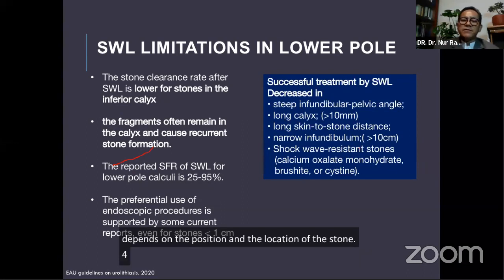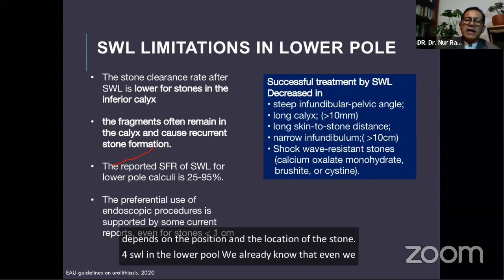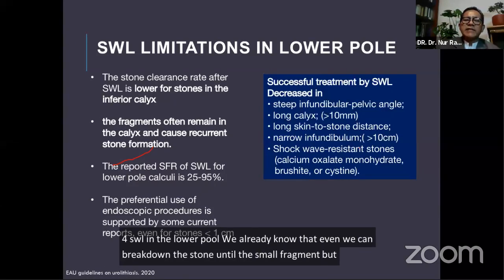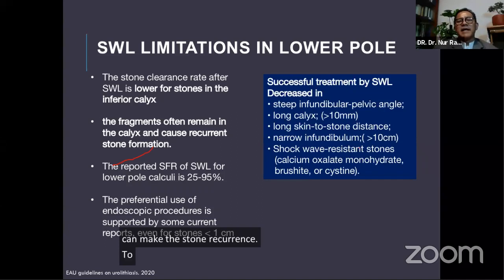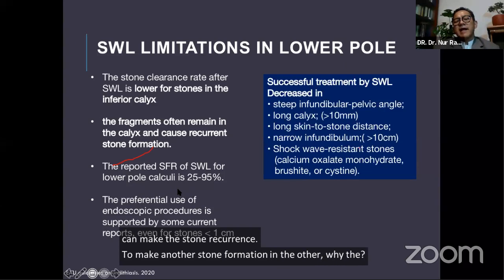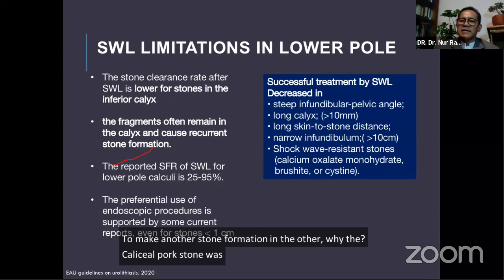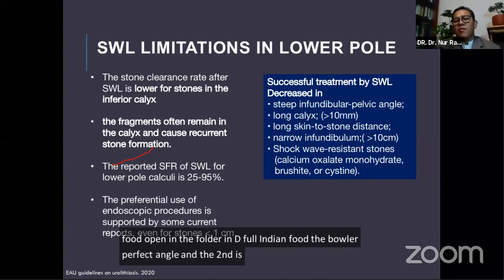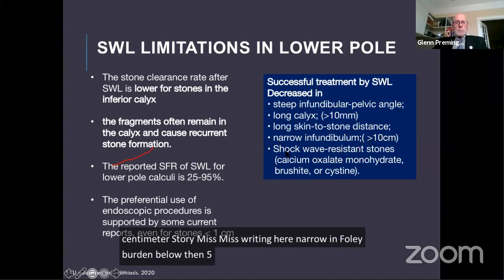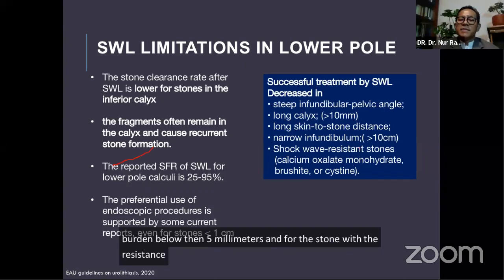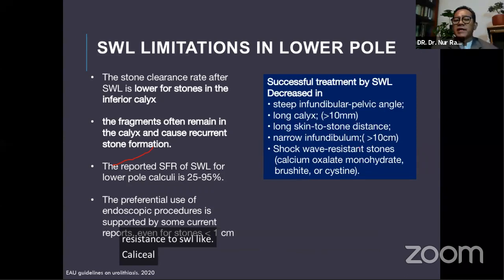For ESWL in the lower pole, we know that even if we can break the stone down into small fragments, sometimes the fragments remain in that calyx and can recur to form another stone. Why is the stone-free rate decreased for lower pole calyceal stones? One reason is a steep infundibulopelvic angle. The second is a long calyx, more than 1 centimeter. Sorry, this is miswritten here. A narrow infundibulum, below 5 millimeters. And stones resistant to ESWL, like calcium oxalate monohydrate, brushite, and cystine stones.